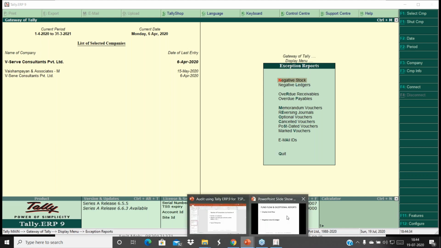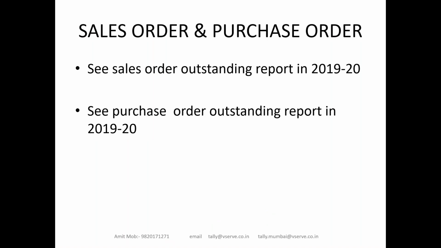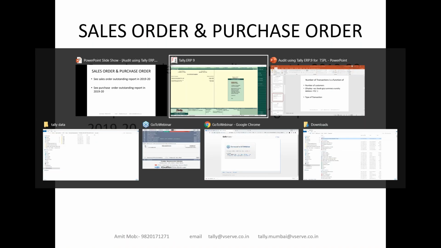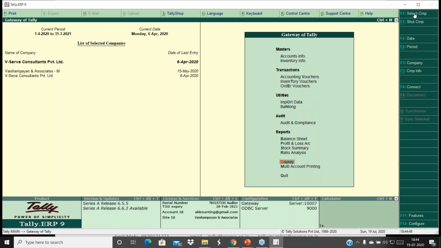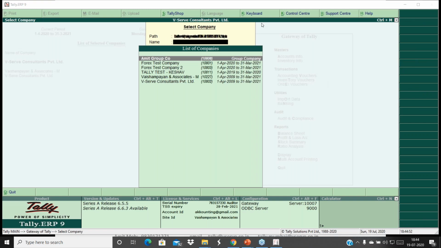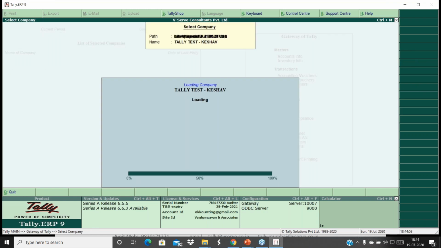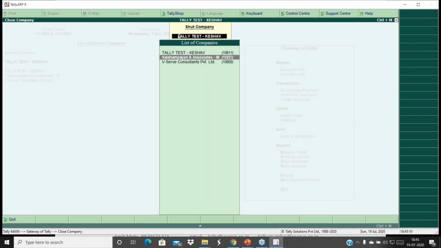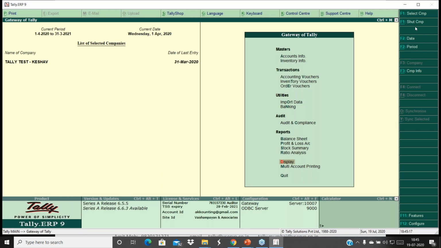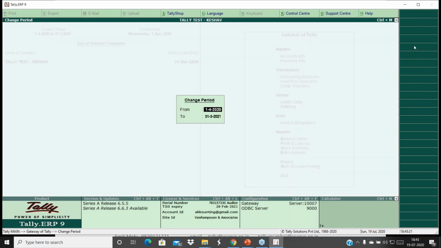Okay, let me take you to the next slide. This report was actually covered earlier in somebody's presentation, but nevertheless, from an audit perspective, to me, it is a very good feature that Tally has. So I'm just showing you one company in which there is data. This is data for 1920, I believe. Just shutting the remaining two companies. Period is 1920, I believe.